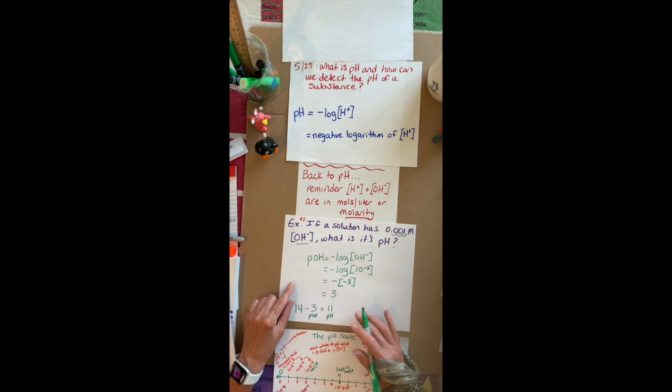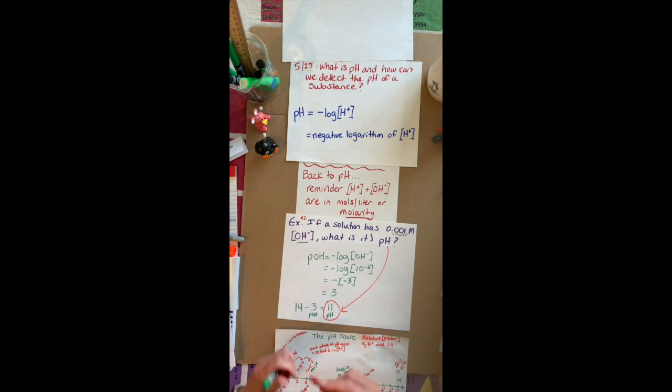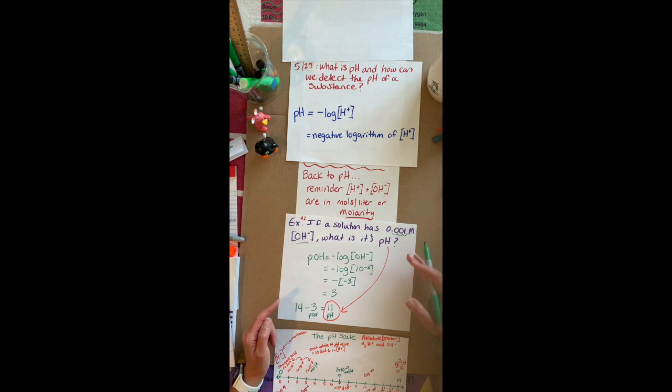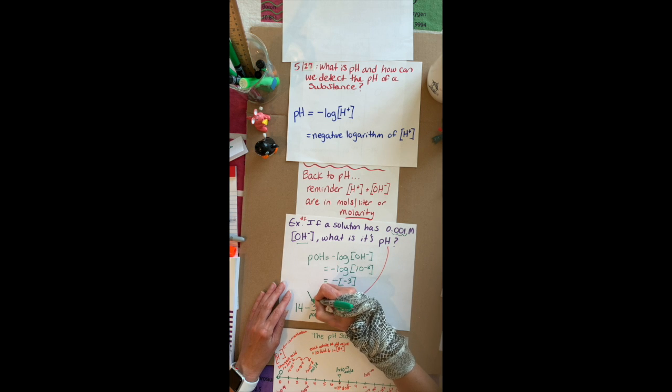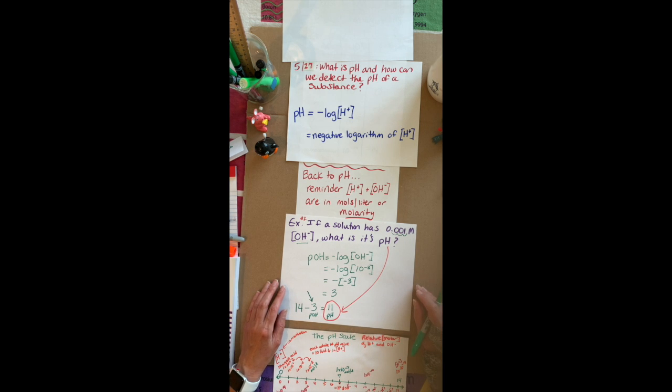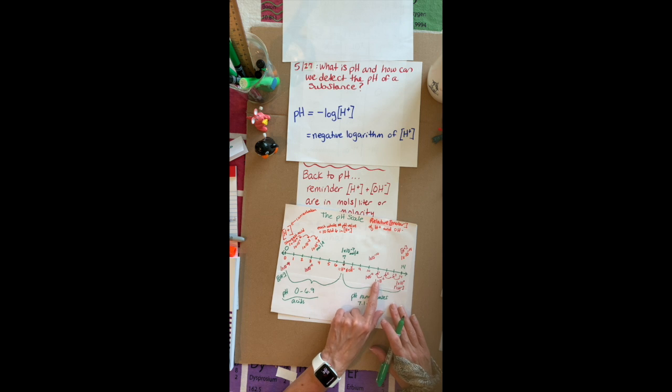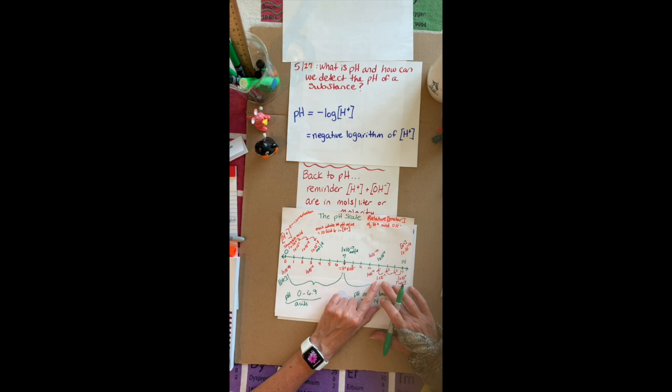So what is the pH value? It is a pH of 11. The question could have said, what is the pOH value? And in that case, it would be a pOH of 3. So this, by the way, is a basic solution because its pH is 11. And that's falling right about here. And that's 1 times 10 to the negative 3 hydroxides and 1 times 10 to the negative 11 hydrogens.